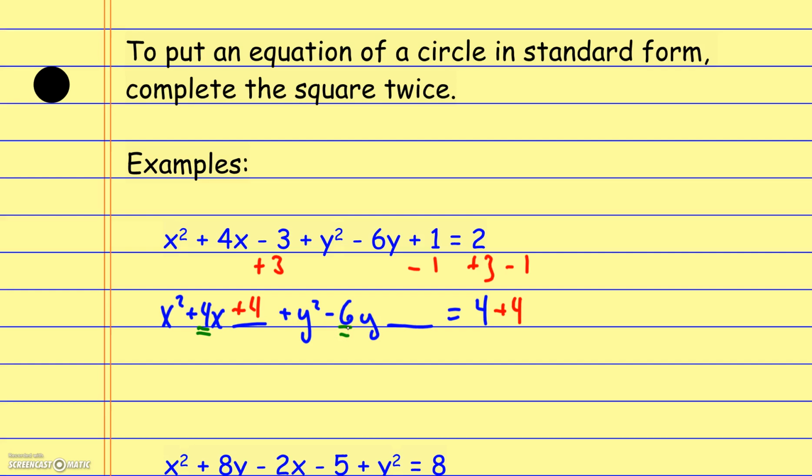B divided by 2 and square it. Negative 6 divided by 2 is a negative 3. Negative 3 squared is a positive 9. So I'm going to do a plus 9 here. Whatever I do to one side, I have to do to the other side. All right. So I have to add that to each side of the equation. Now I can factor each of these perfect square trinomials. This first one with the x squared plus 4x plus 4, that factors into an x plus 2 squared. Plus here, this one factors into a y minus 3 squared.